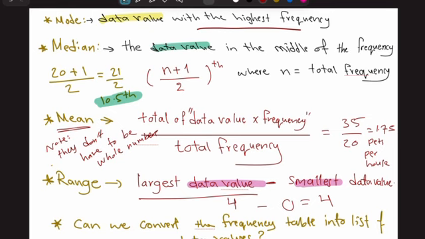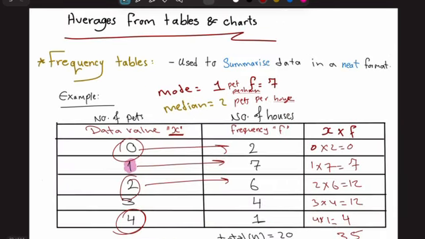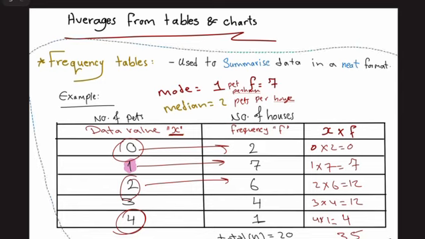The question here: can we convert the frequency table into a list of data values? Of course, we can convert this into a list of data values. And how can we do this? Let me erase this part. I'm just going to make this smaller. Bear with me, guys.